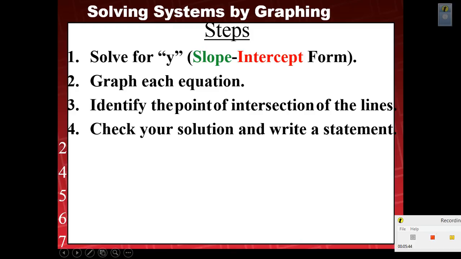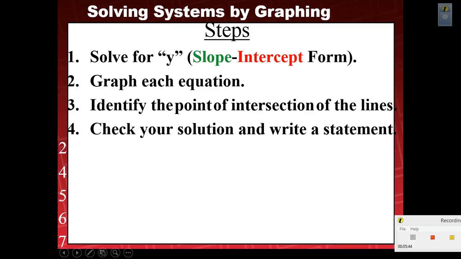Step 2, graph your equations. Step 3, identify the point of intersection of the lines. Right? Get it? Step 4, check your solution and write a statement. Here it goes again. Step 1, solve for y. Step 2, graph your equations. Step 3, identify the point of intersection of the lines. Step 4, check your solution and write a statement.